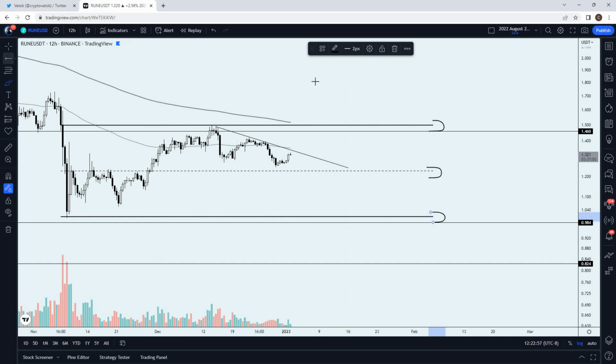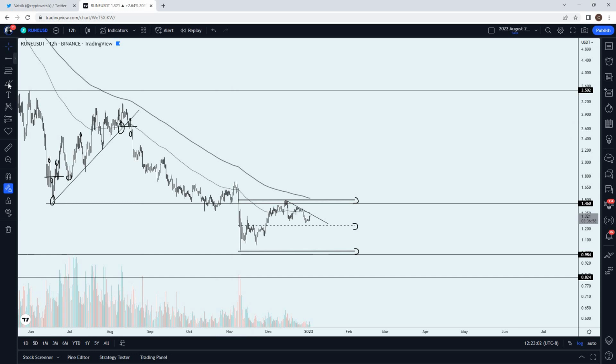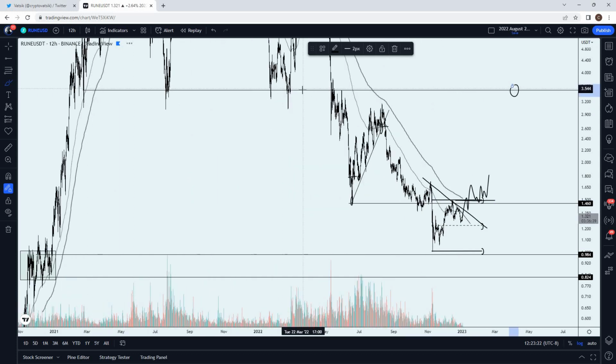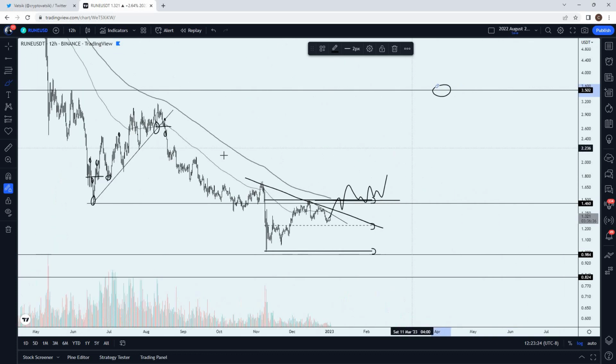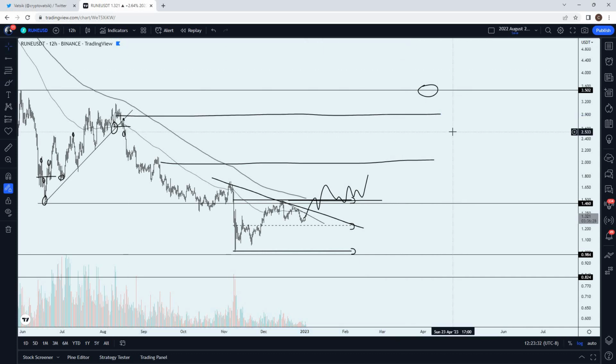But all that is to say is that if we break out of this range to the upside, then I'll change my tune. I'll change my bias. It's fine to be wrong. If the trend is broken and we come up and we break this and we start to hold this level, then I'll start to look for longs targeting this previous area of support that we had recently up here, which is now resistance.